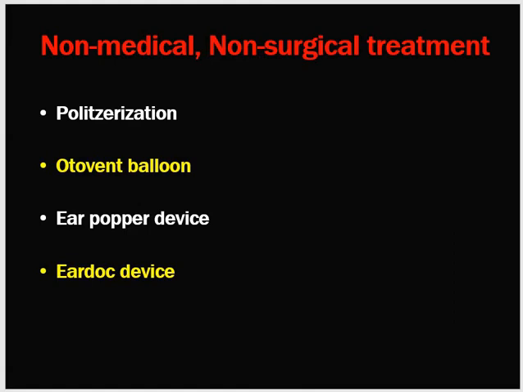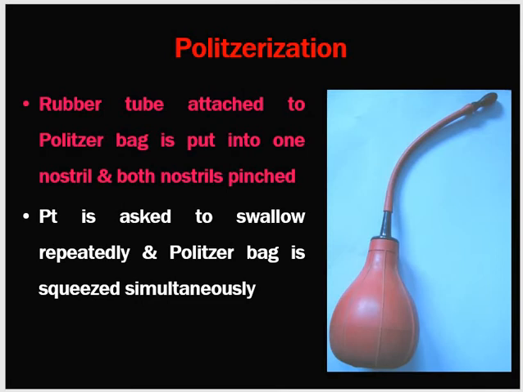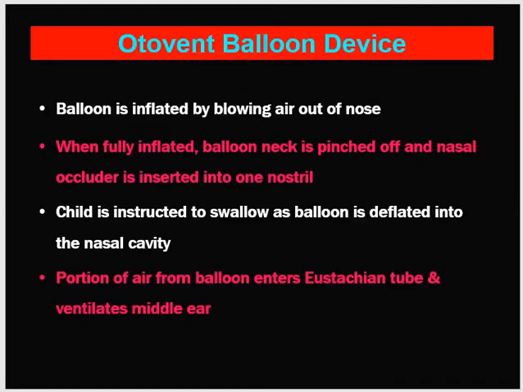Politzerization. A rubber tube attached to the Politzer bag is put into the nostril and both nostrils are pinched or closed. This is the rubber tubing and this is the Politzer bag. Now, the patient is asked to swallow repeatedly and the Politzer bag is squeezed simultaneously. What happens? As the Politzer bag is squeezed, the air goes to the nasopharynx and helps to open the closed Eustachian tube.